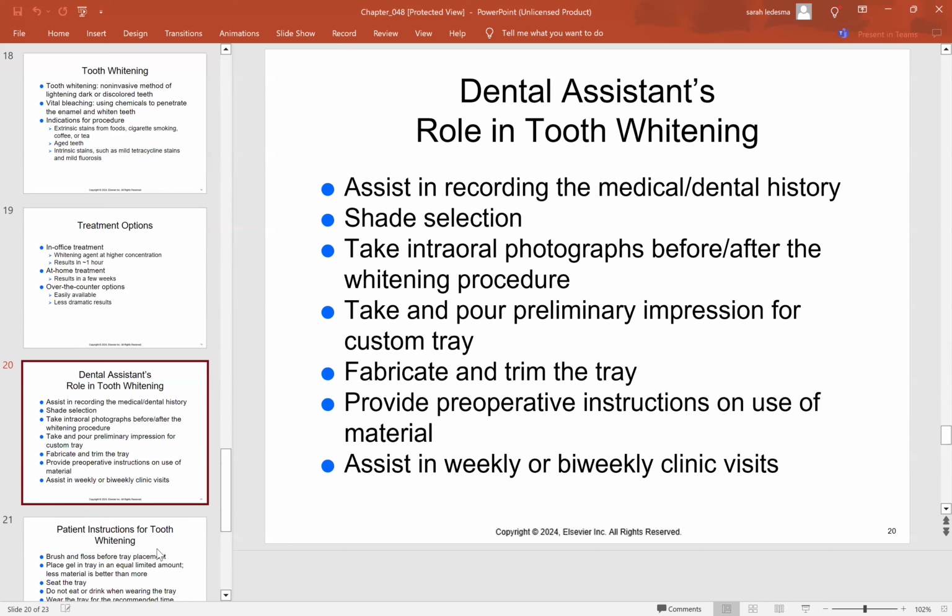Our role in whitening is going to be assisting in recording the medical dental history. We want to select a shade with the patient before and then after. A lot of times we like to take intraoral photos before and after, just so we can see the difference. We could take and pour our preliminary impression for a custom tray. This would be used for at-home whitening. We would fabricate and trim that tray. We could provide preoperative instructions on use of the material depending on the type of material and the manufacturer's instructions, and then assist in weekly or bi-weekly clinical visits.